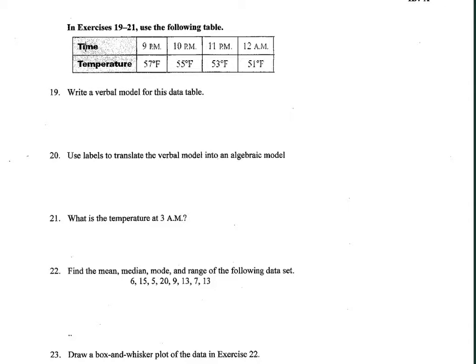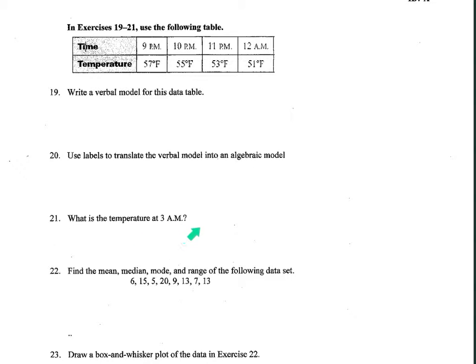Okay, number 19 through 21, we're dealing with this information up here in this data table. You've got time and temperature. Number 19 wants you to write a verbal model for the data in this temperature. So kind of set up describing what's going on. Number 20, use labels to translate the verbal model into an algebraic model. And then number 21, they want to know what's the temperature at 3 a.m.